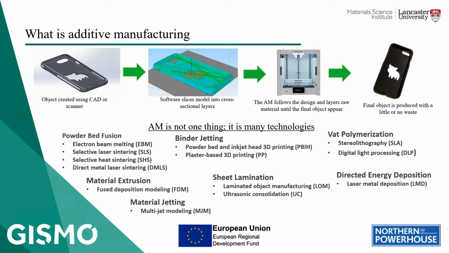So, what is additive manufacturing? Additive manufacturing is a process of joining materials to create an object from computer-aided design, CAD software, or 3D object scanner, usually layer by layer, which is in contrast to traditional manufacturing that often requires machining or other techniques to remove excess material. There are a variety of different additive manufacturing processes such as powder bed fusion, binder jetting, vat polymerization, material extrusion, sheet lamination, directed energy deposition, and material jetting. Later, my colleague Tom is going to show you our equipment for each of these techniques.